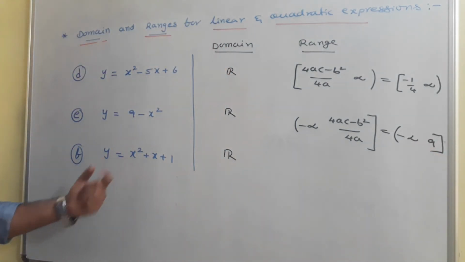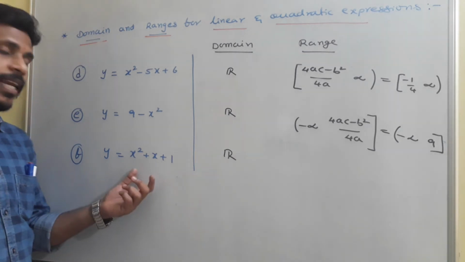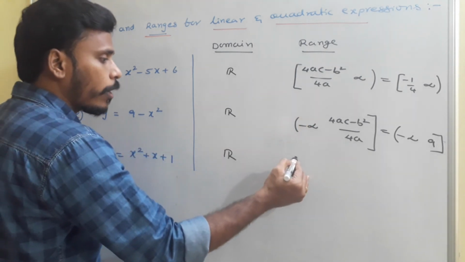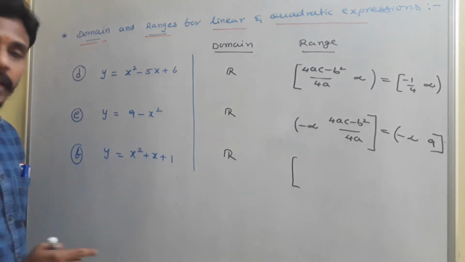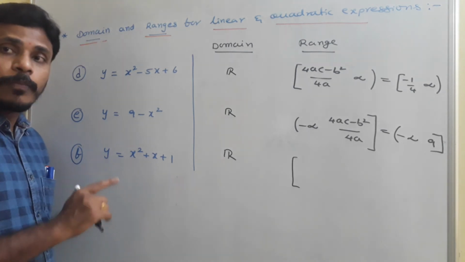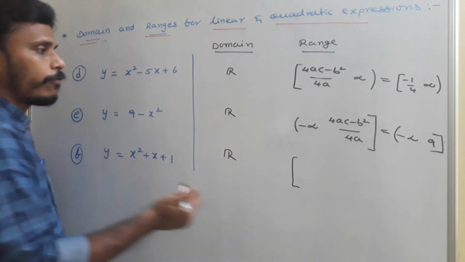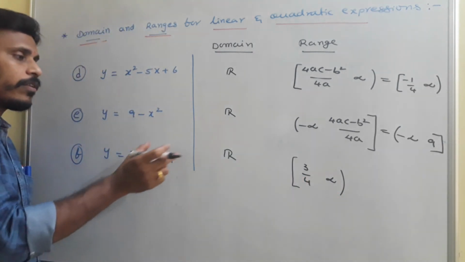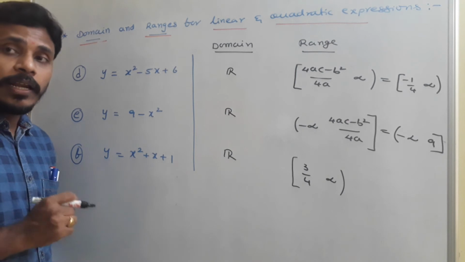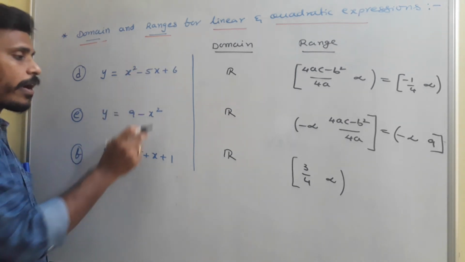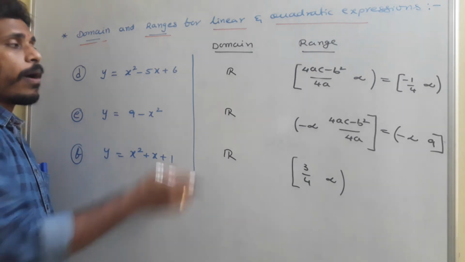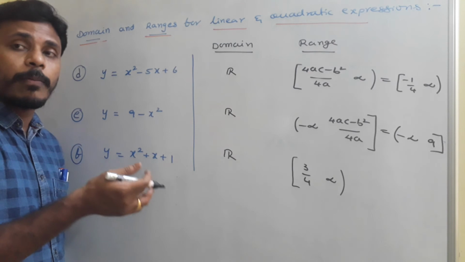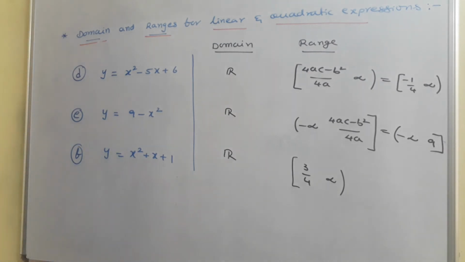And now the expression x square plus x plus 1. Again the graph is an upward parabola. It has minima, so calculate the minima using this particular formula. Directly I am writing 4ac: 4 into 1 into 1 is 4, minus 1 is 3 by 4. So 3 by 4 to infinity. This is the range for x square plus x plus 1. So finding domain and range for these types of quadratic expressions is very simple. The domain is always real numbers, whereas the range depends on the corresponding minima and maxima of the expression. Have a look.